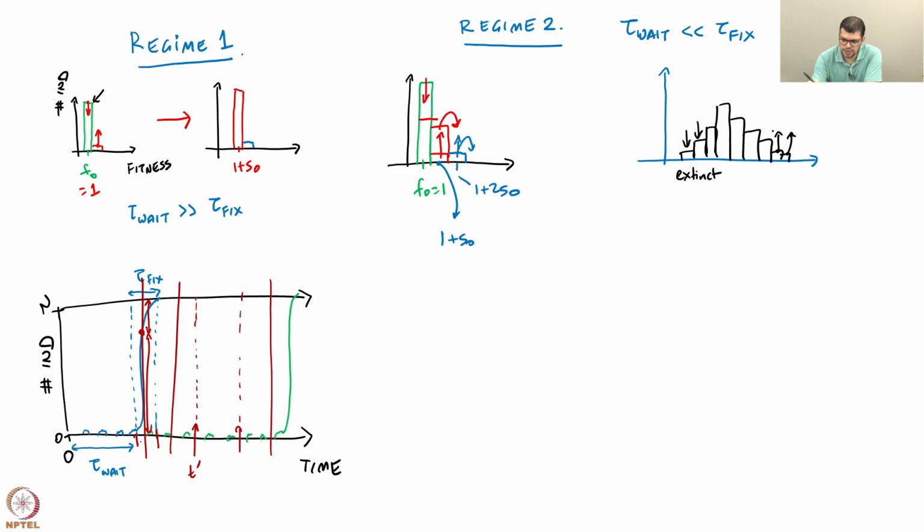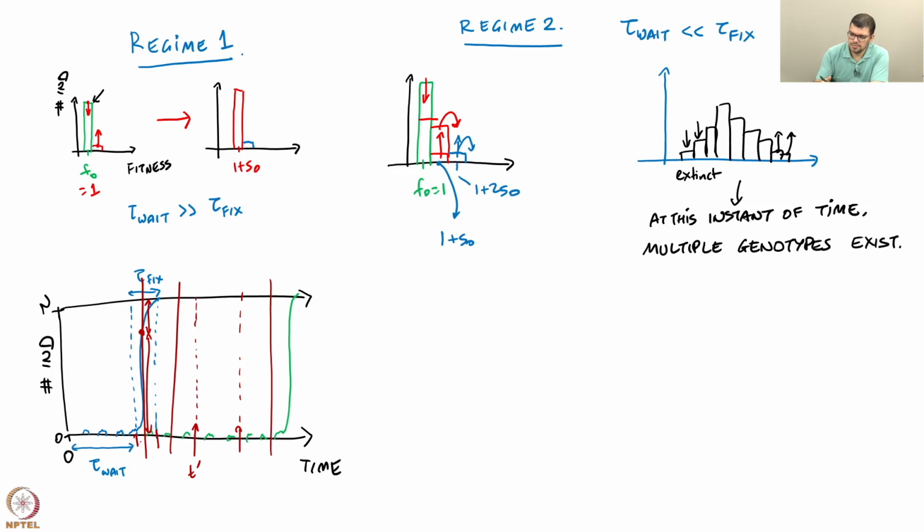So, that is the kind of picture that you get, and the point here is that this is a snapshot of a population at a given moment in time, and as we can see, at this instant of time, multiple genotypes coexist. It is not just 1 or 2 genotypes, as we have shown in this picture, there are 7 or 8.